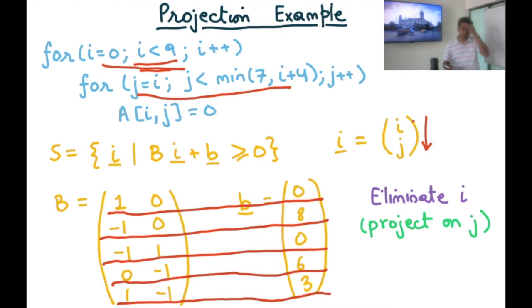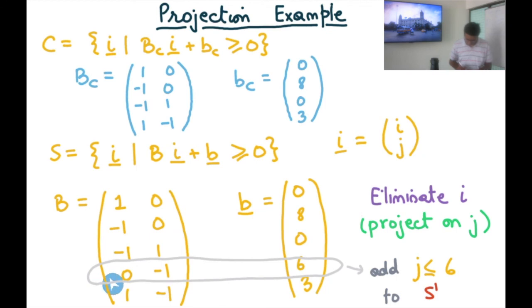So my first question here is, which of these inequations have a 0 coefficient for I? The first one has coefficient 1 for I, the second one minus 1, the third is minus 1, the fourth is 0. So this particular row here, we can just add directly to S prime because it already does not have I. And what does this translate to? It just translates to the fact that j is less than or equal to 6.